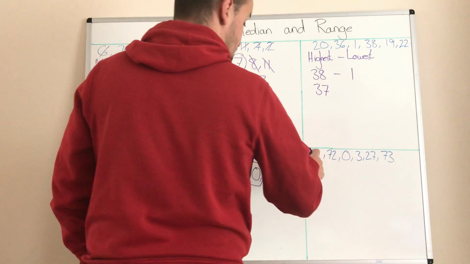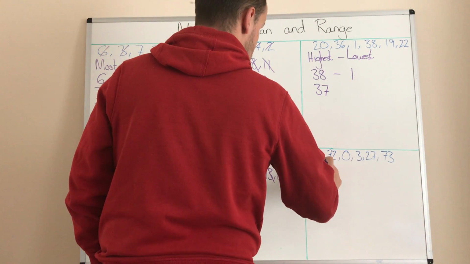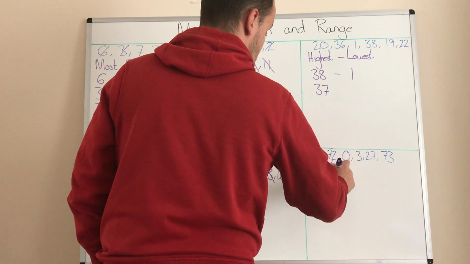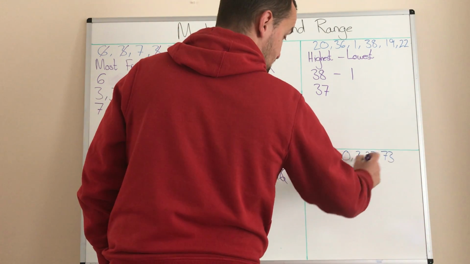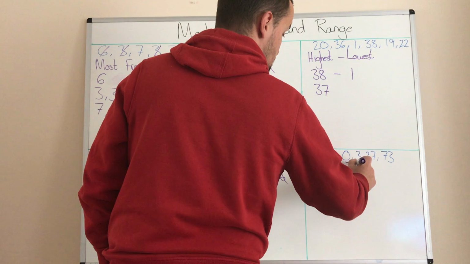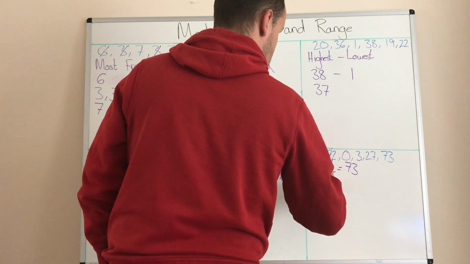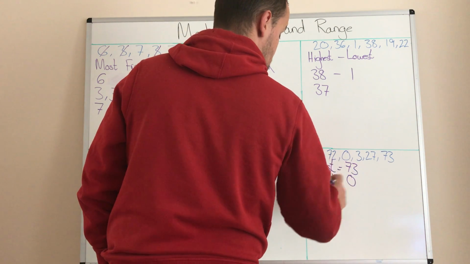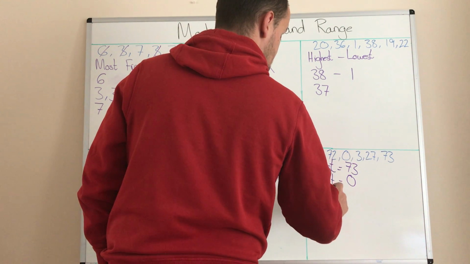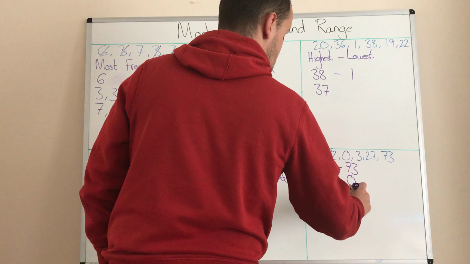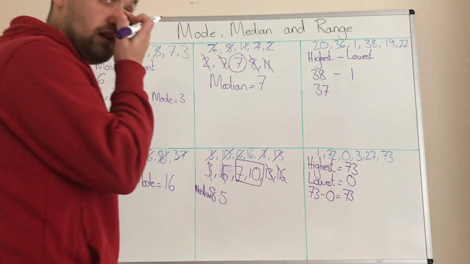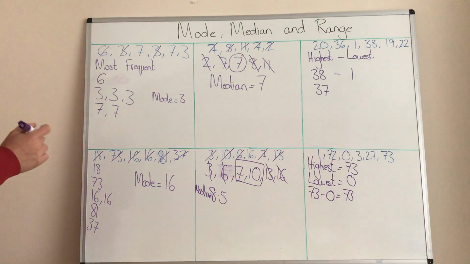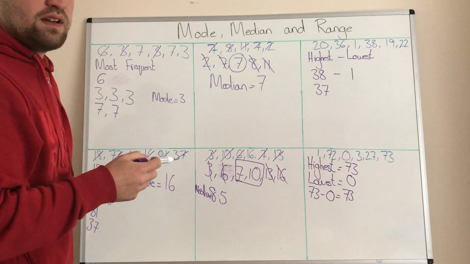Last one then. Highest number. Check all the numbers. 73. Lowest number is 0. So do 73, take away 0, is 73.